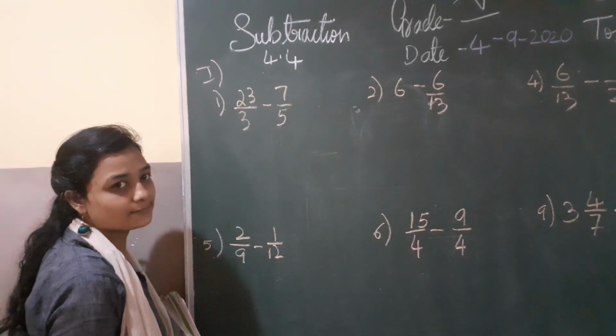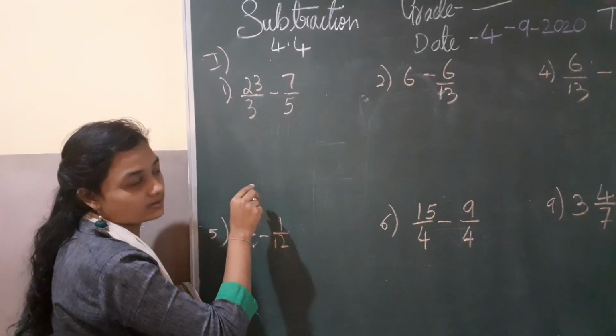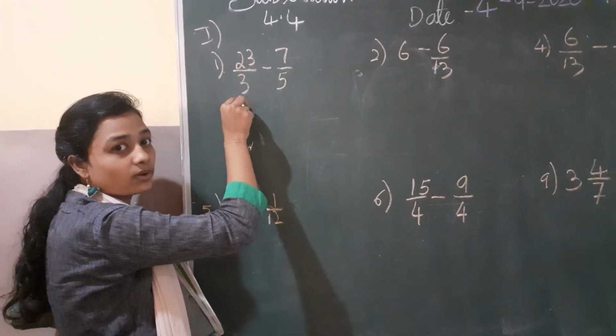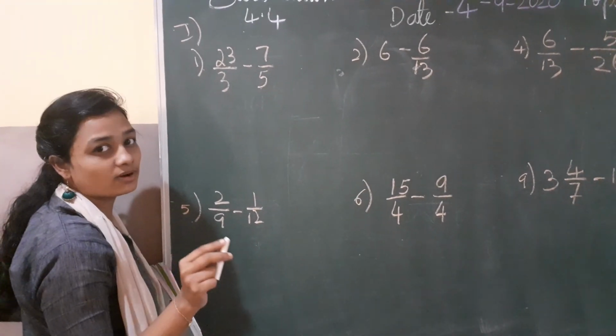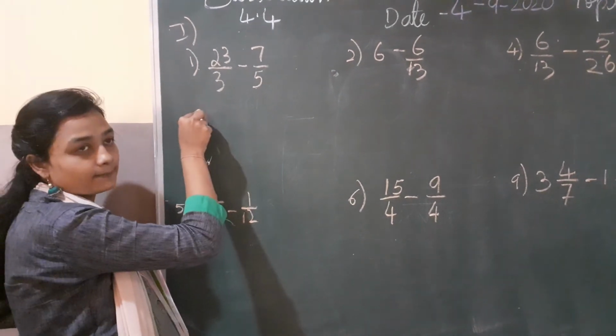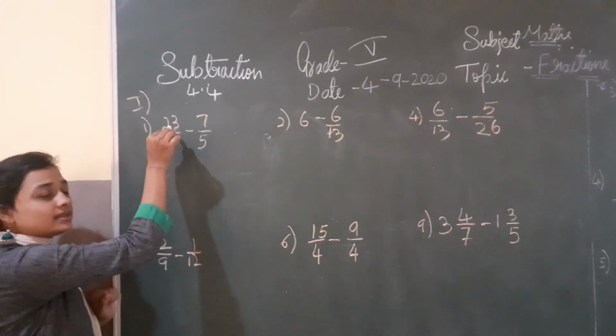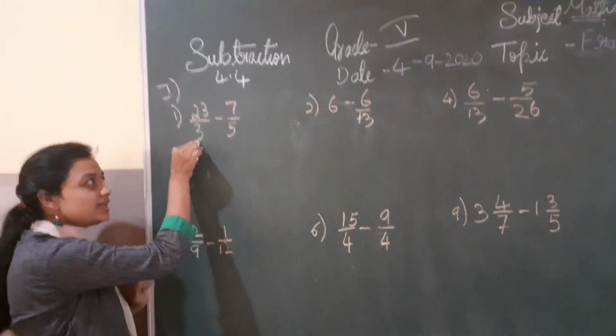Okay, I'll be explaining with the first sum. So take your textbooks, exercise 4.4 and your classworks and work the sums. So first sum, I have 2 3/3... 23 by 3 minus 7 by 5.